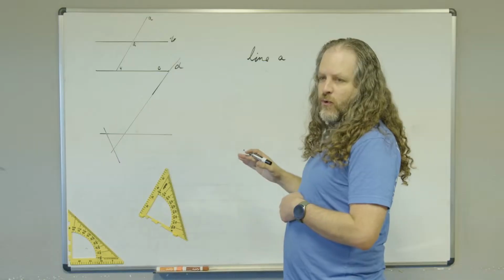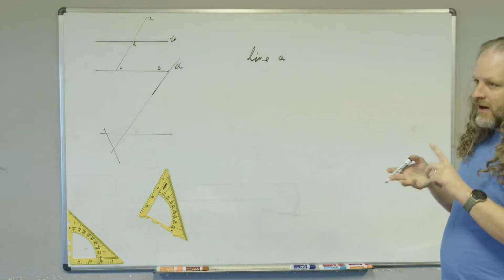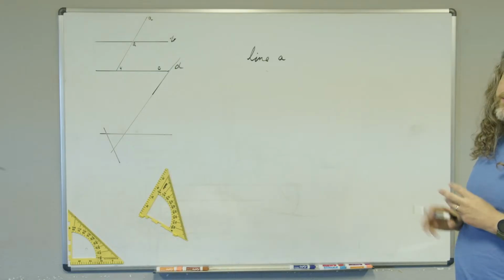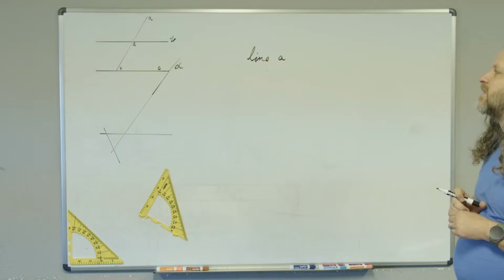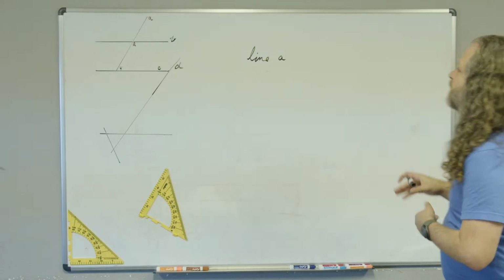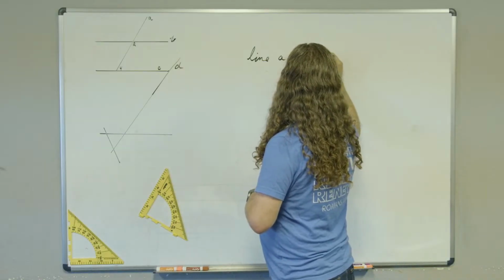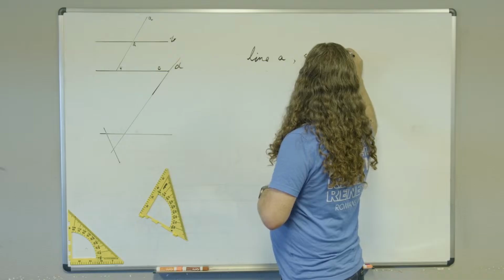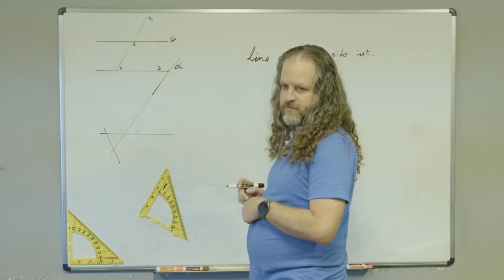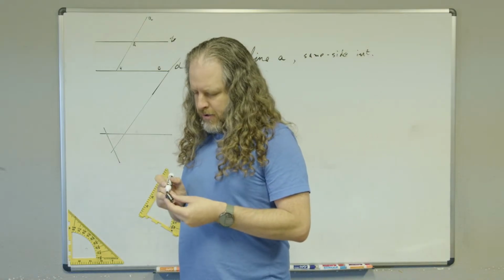And then 2 and 4, what are they? Are they corresponding? Are they alternate interior, alternate exterior? Are they same side interior, same side exterior? What are they? They're same side interior. True, true. That's true, true, true. Okay, so what else?